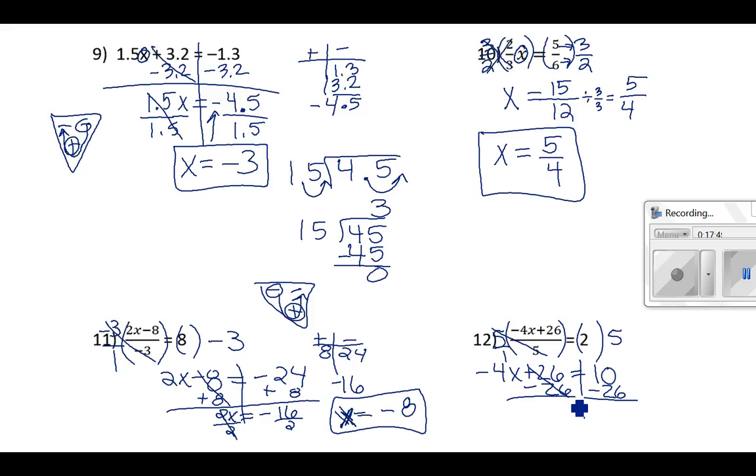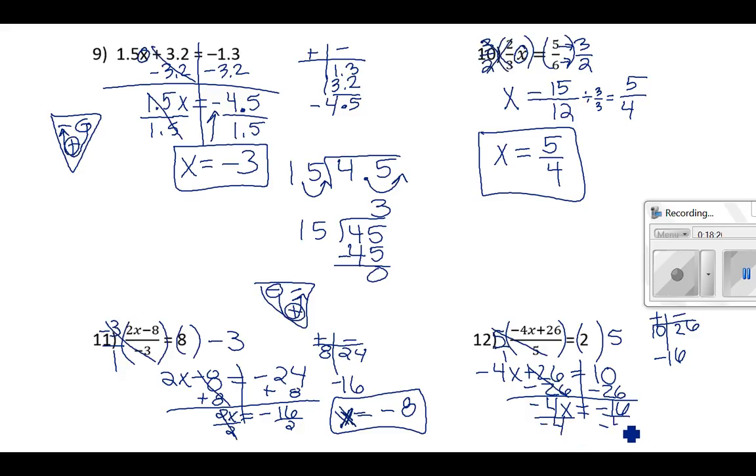I'm going to make a t-chart. 10 is on the positive side. 26 is on the negative side. So I'm going to find the difference. The difference would be 16, and it's negative because the 26 is larger, and it's on the negative side. So -4x equals -16. To finish the problem, I'm going to divide both sides by -4.